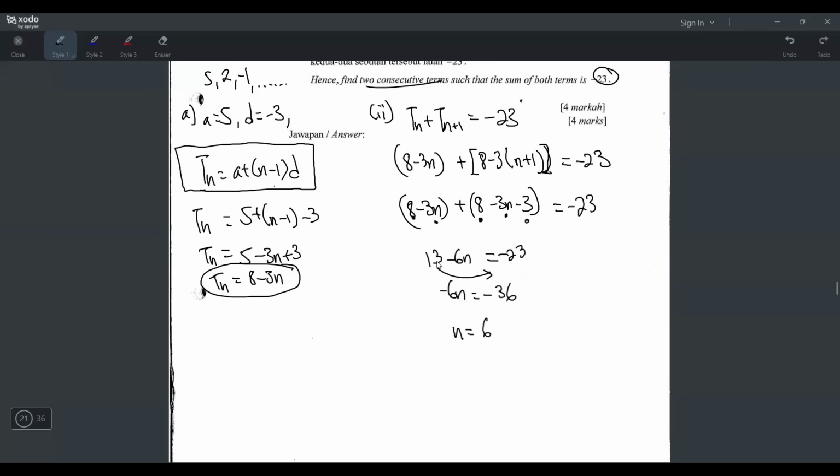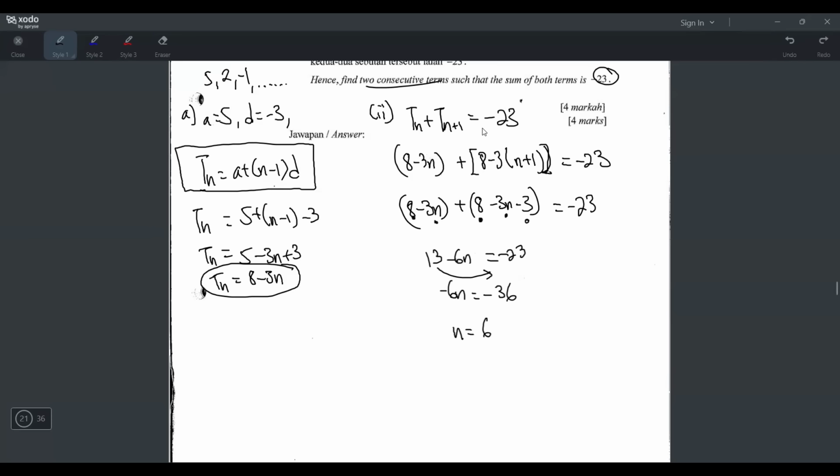But this is not the answer. This is only the position of the terms. Ataupun this is the kedudukan. Yeah. So the n equals 6 is trying to tell you that the 6th term and the 7th term, because this n is referring to this n, right? So it means that the 6th term and the 7th term, the sum is negative 23.